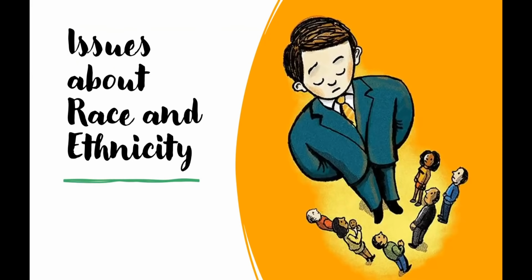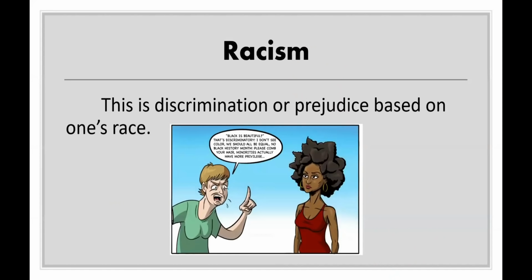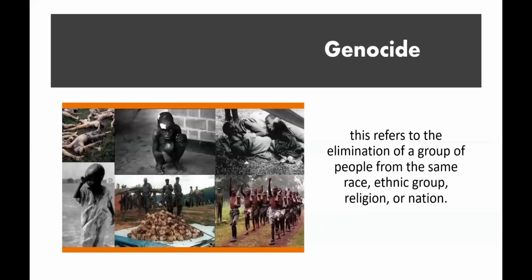Now let's proceed to the issues about race and ethnicity. First, we have racism. This is the discrimination or prejudice based on one's race. As you can see, a black person always encounters racism from a white person, or vice versa.